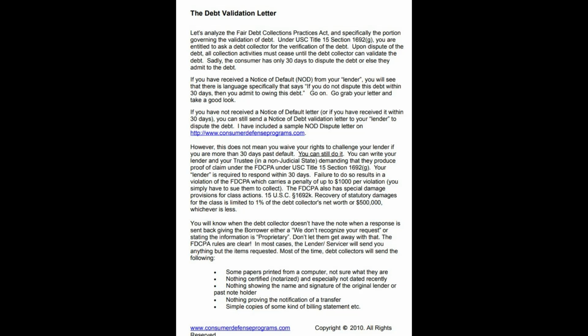So if you have not, where is it? If you have not received a notice of default letter, or if you have received it within 30 days, you can still send a notice of debt validation letter to your lender to dispute the debt.